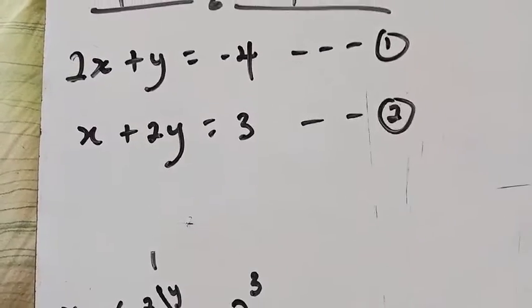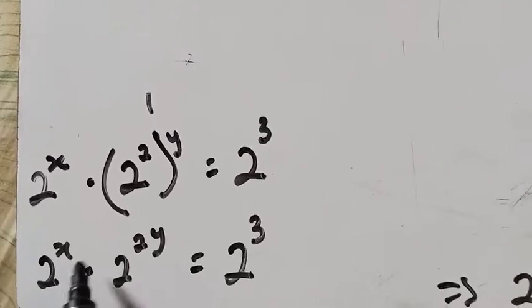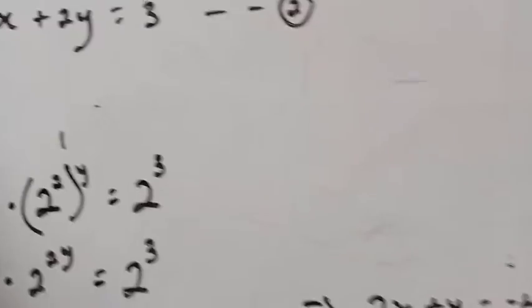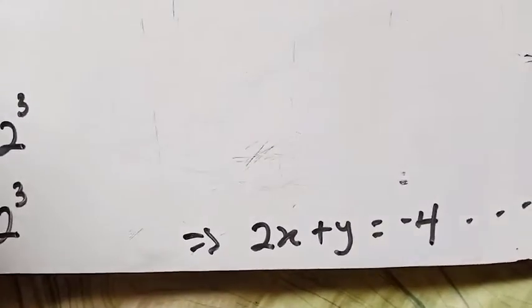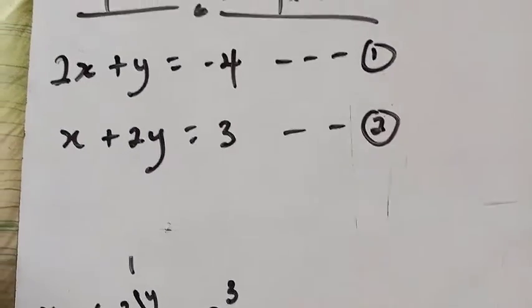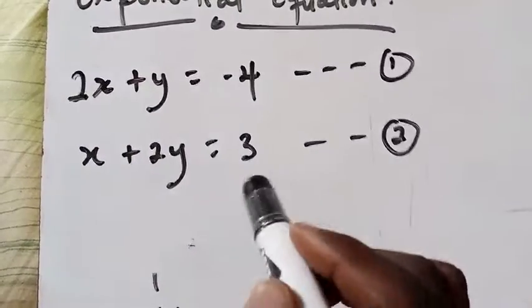So perfect. These are the two equations that we are having. From here we had x plus 2y equal to 3 to be our second equation, and from here we had the first equation to be 2x plus y equal to negative 4, right? So these are the two equations that we are having. Now we can easily solve these two equations simultaneously.